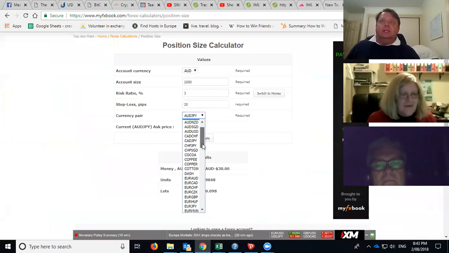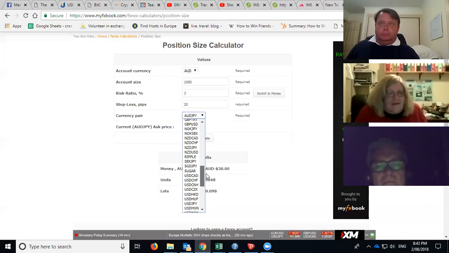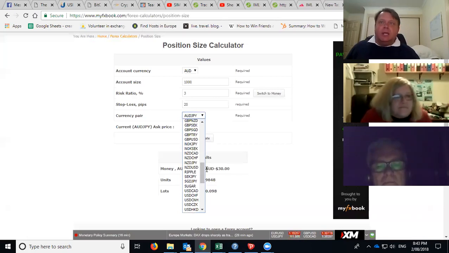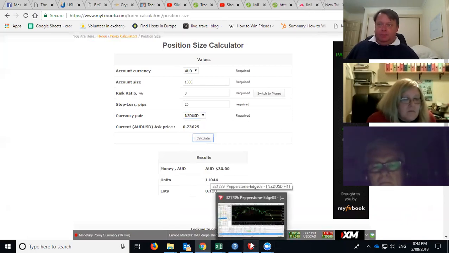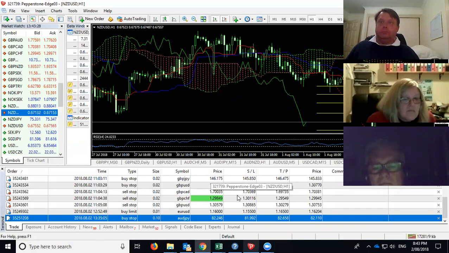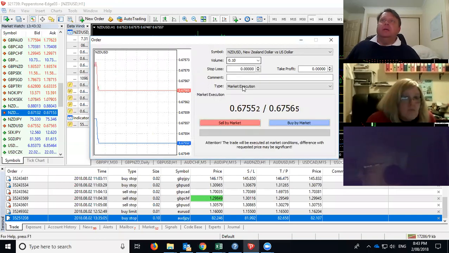Our currency is NZDUSD. This is why I like the harmonic scanner, right? I'm not stressed about trying to work everything out. All right, you can see our lot size here can be slightly bigger at 0.11, but I'm just going to round it to 0.1. All right, so we bring in our trade. We do a 0.1 trade.